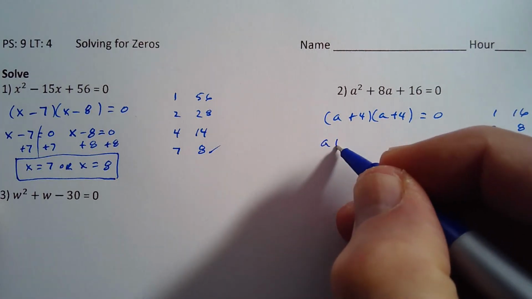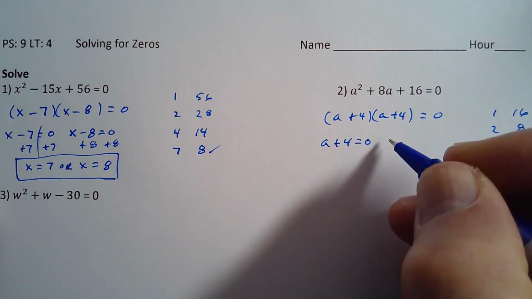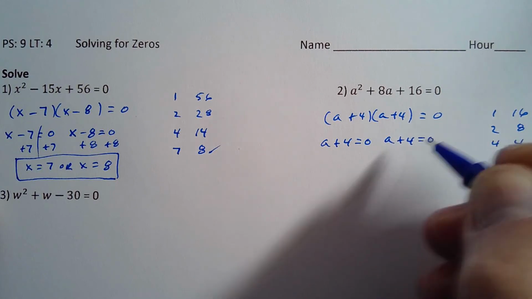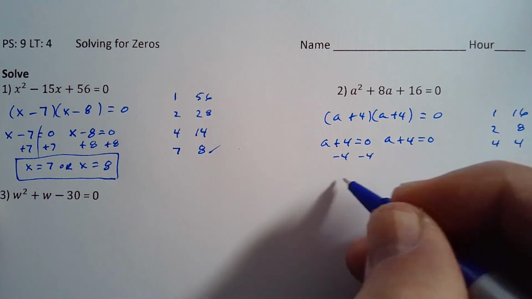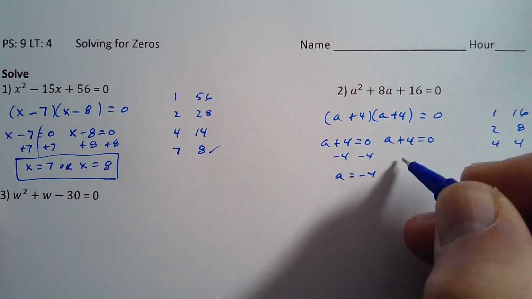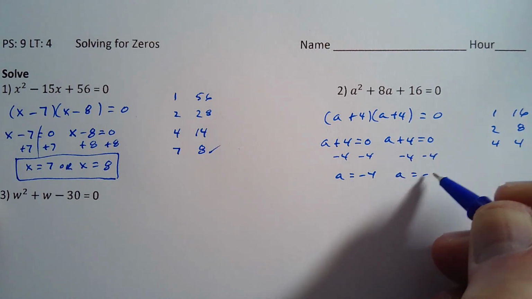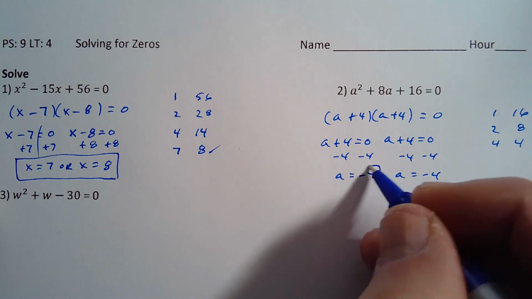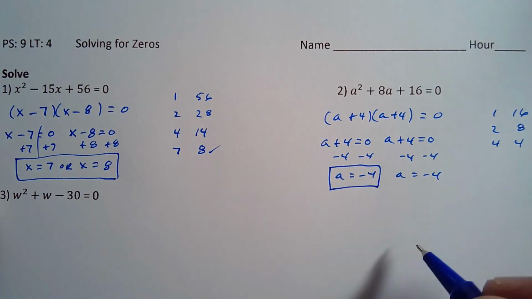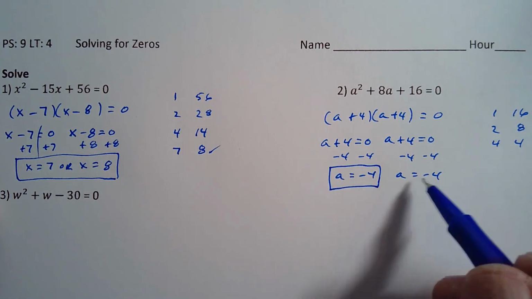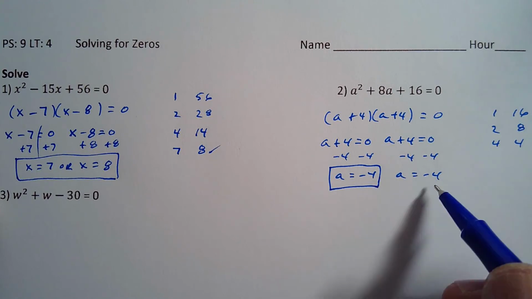So if we would do both of them, it would be the same negative 4 answer for both of them. This is what's called a double root. You only need to list one of them for the final answer, but there are two of them. There's just two that are the same.